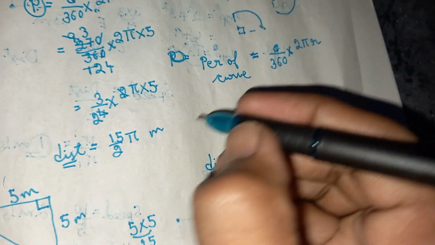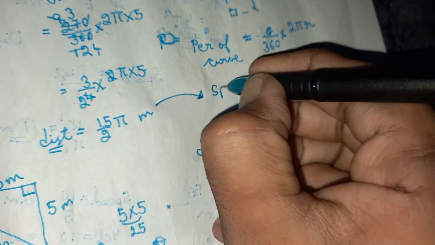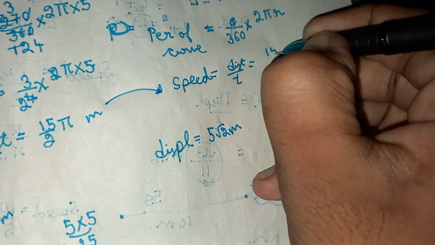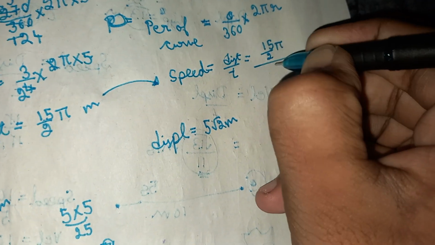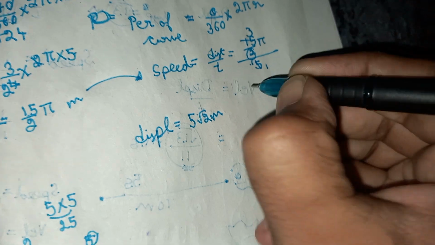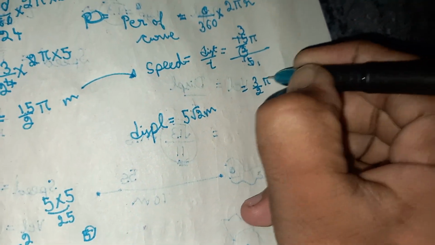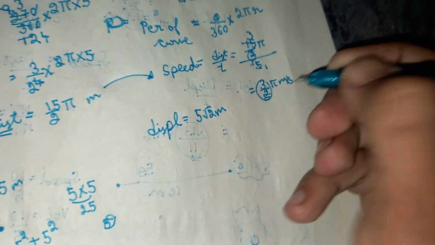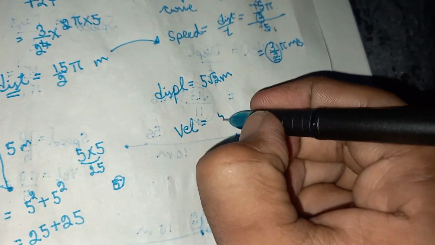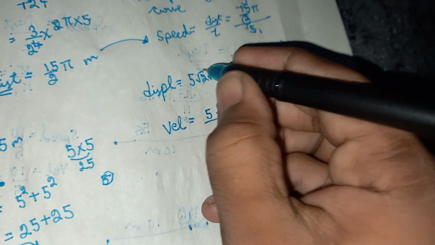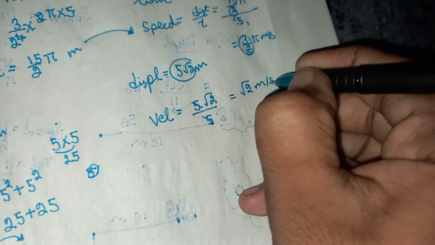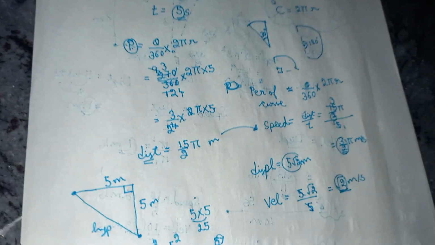Now they have given the distance, so speed is equal to distance by time. So it is 15 by 2 pi divided by 5. This 2 goes to the denominator. Here you can divide: 5 divided by 5 is 1, 15 divided by 5 is 3. It is 3 by 2 pi meters per second. Now the displacement is this one. So velocity you can write as equal to 5 root 2, this displacement, by time 5 seconds. 5 and 5 cancel. Root 2 meters per second. All this you can write as speed and velocity.